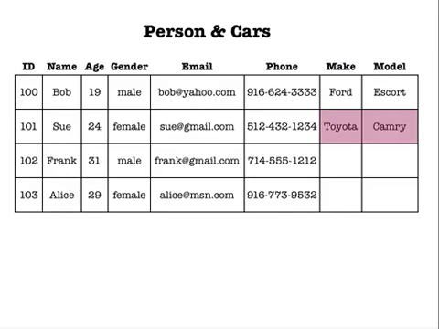Bob owns a Ford Escort. Sue drives a Toyota Camry. Frank doesn't own a car. That's okay, we'll just leave those cells blank. For Alice, we have a problem. She owns two cars, a Honda Element and a Toyota Prius.